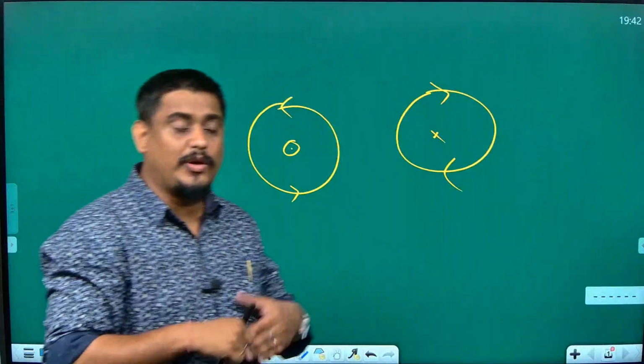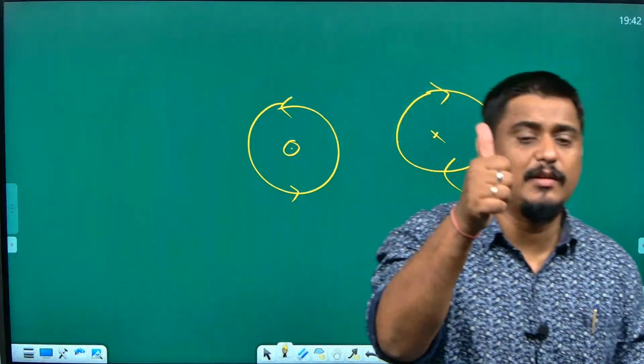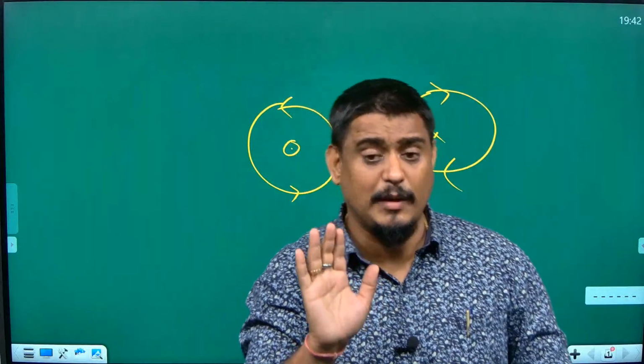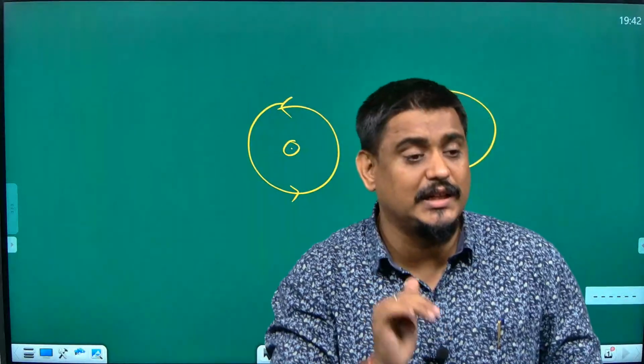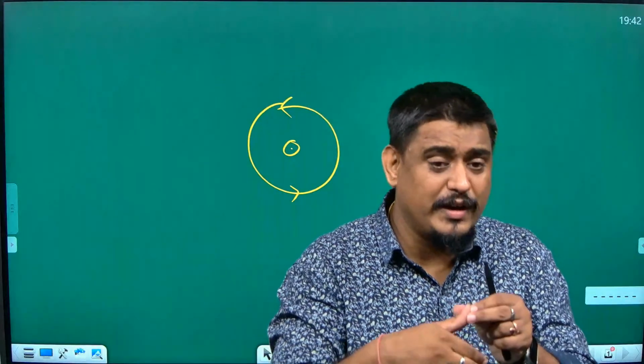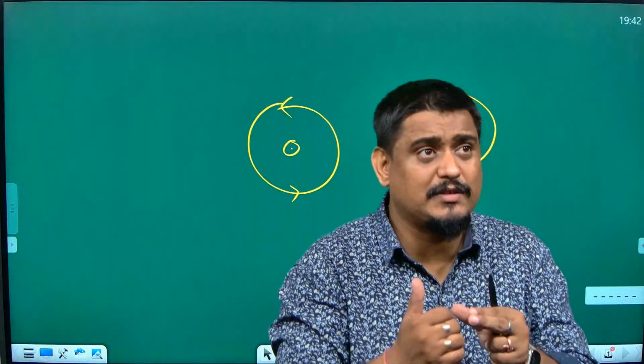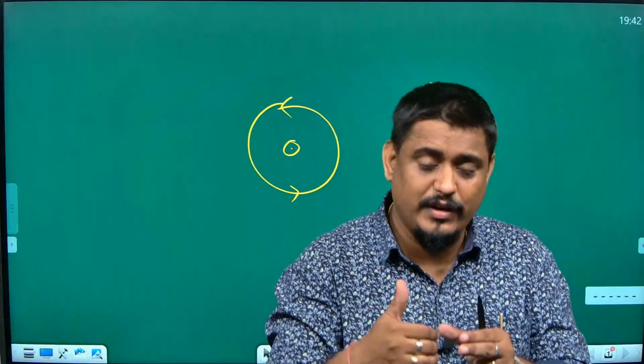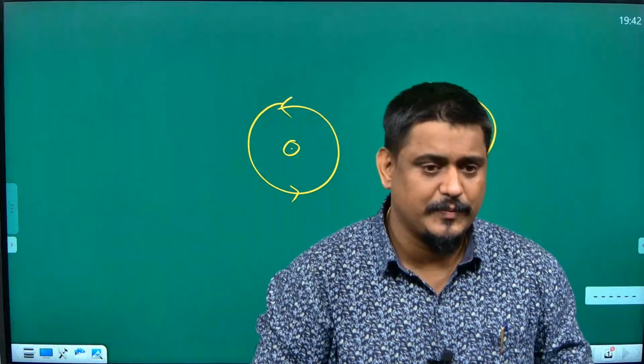Okay. So you can understand that we can use our right hand thumb rule in both the ways. In 10th you studied only about one way. In 12th you understand that both ways we can use our right hand. If thumb gives current, 4 fingers give magnetic field. If 4 fingers give current, thumb gives magnetic field.